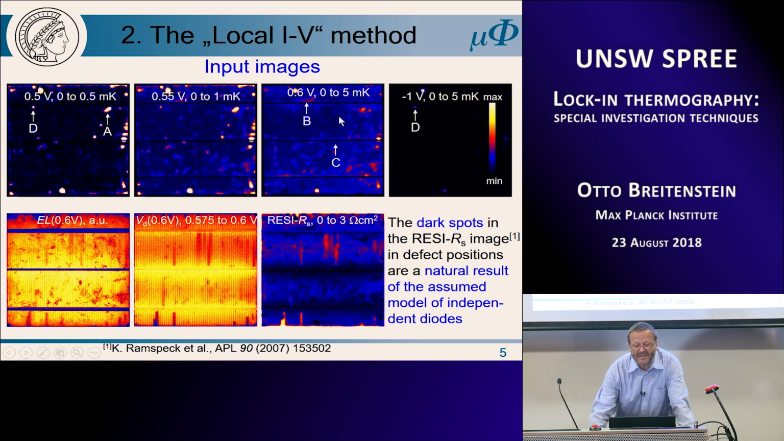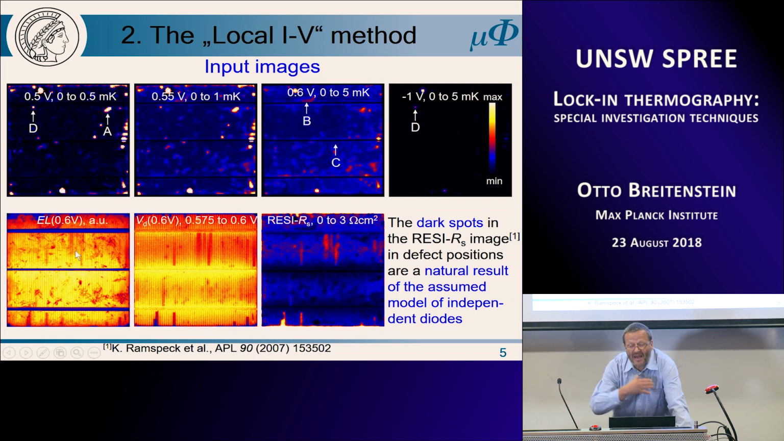At the highest voltage we have a nearly homogeneous current, except for some outrunning, the so-called J01 shunts. And at low voltage, the J02 current is dominating, and also ohmic currents are dominating. And here we have an electroluminescence image of the same cell.